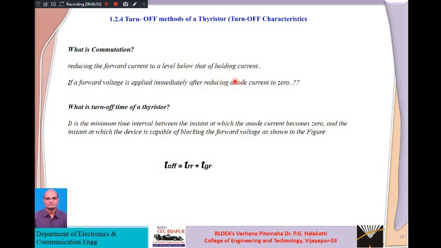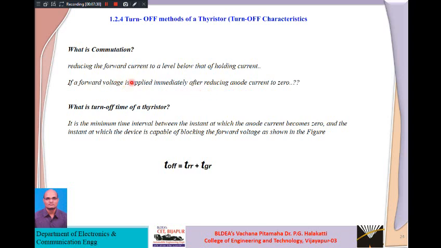What I am telling here is, even though you reduce your forward current below the holding current, the condition of the three junctions is that the two end junctions, J1 and J3, are forward biased, and the middle junction is reverse biased. So that state will still be there. That's what we are discussing. It means the three junctions are still not in a position to block this forward voltage.